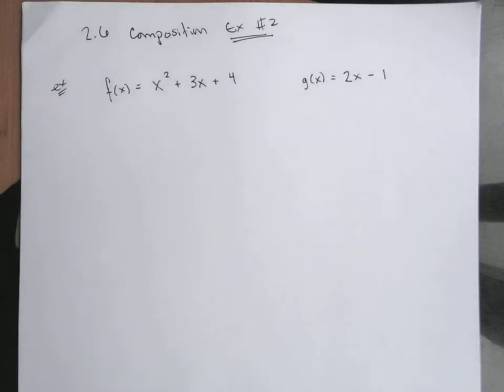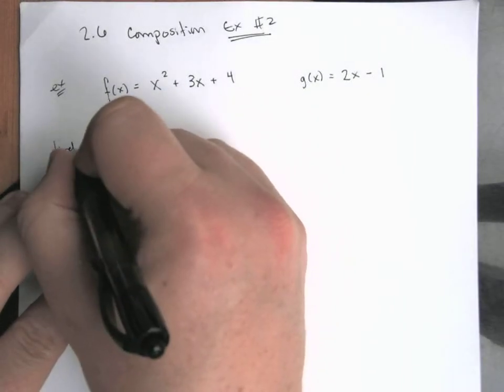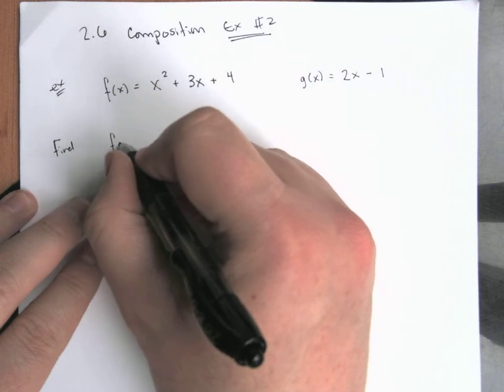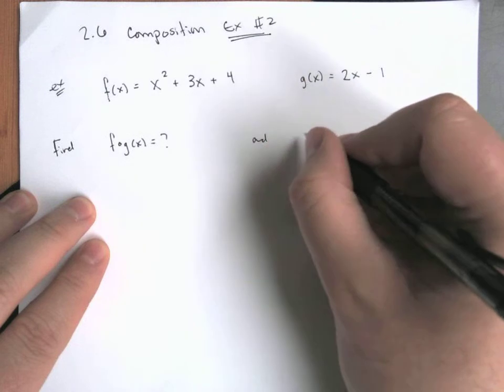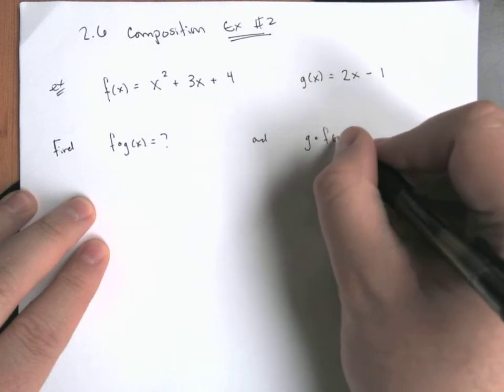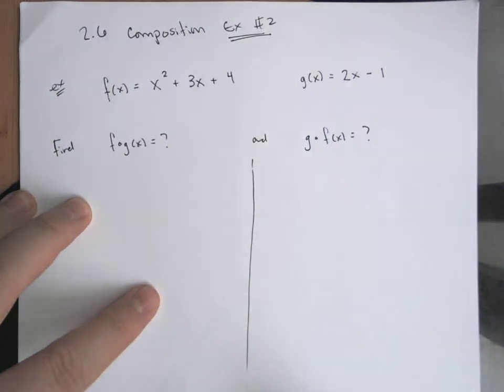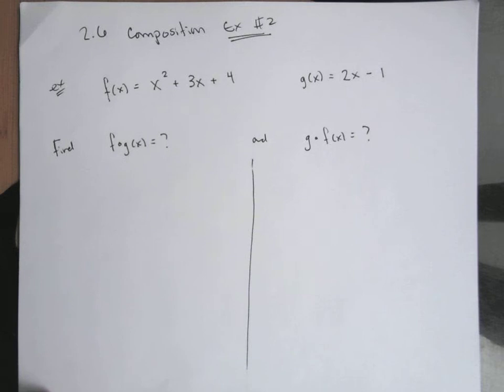So let's do f of g and g of f. Let's do f of g of x and g of f of x. I guess we'll do them side by side again. Throw just a little bit of a divider down the middle. Let's keep these brother and sister problems. We'll split up their room with this tape down the middle.